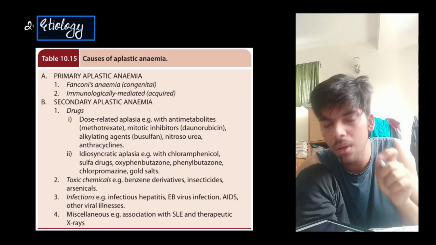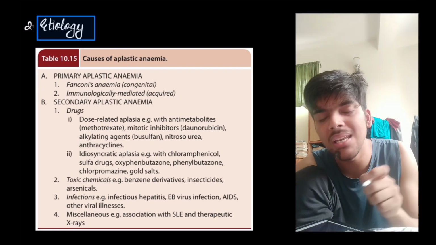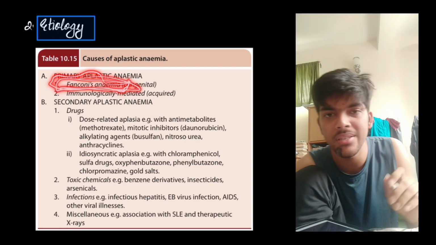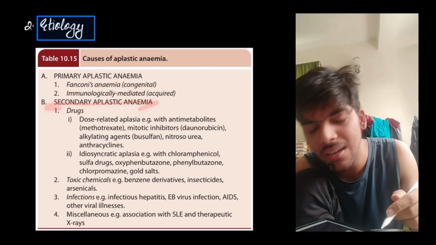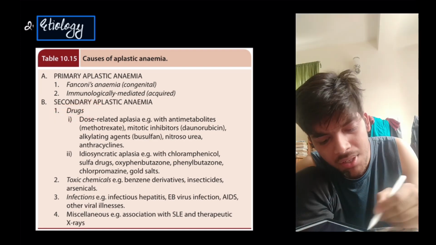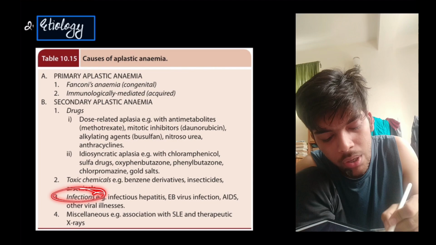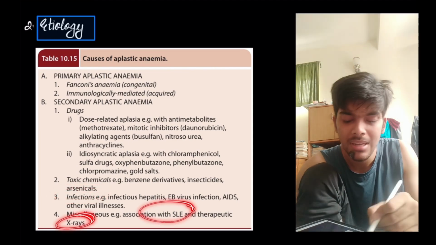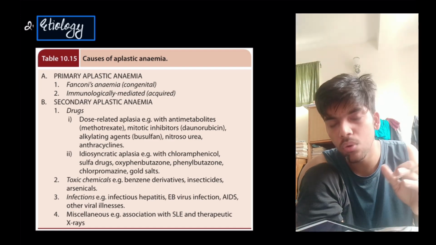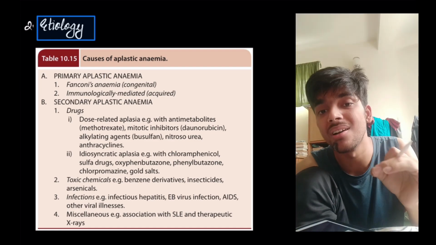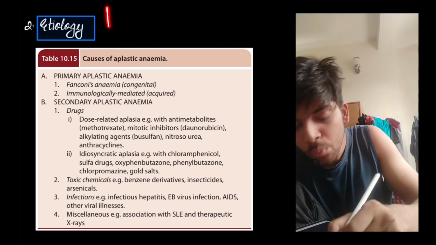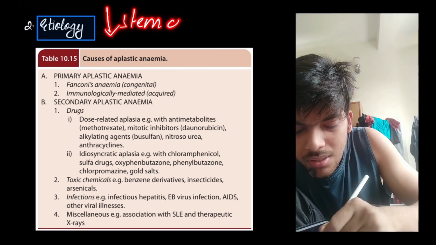The congenital aplastic anemia or aplastic anemia by birth due to gene mutation is Fanconi's anemia. Secondary aplastic anemia could be due to drug adverse effects, like adverse effects of sulfonamides. It could be due to toxic chemicals or infections or X-rays or systemic lupus erythematosus. These various causes could cause aplastic anemia.